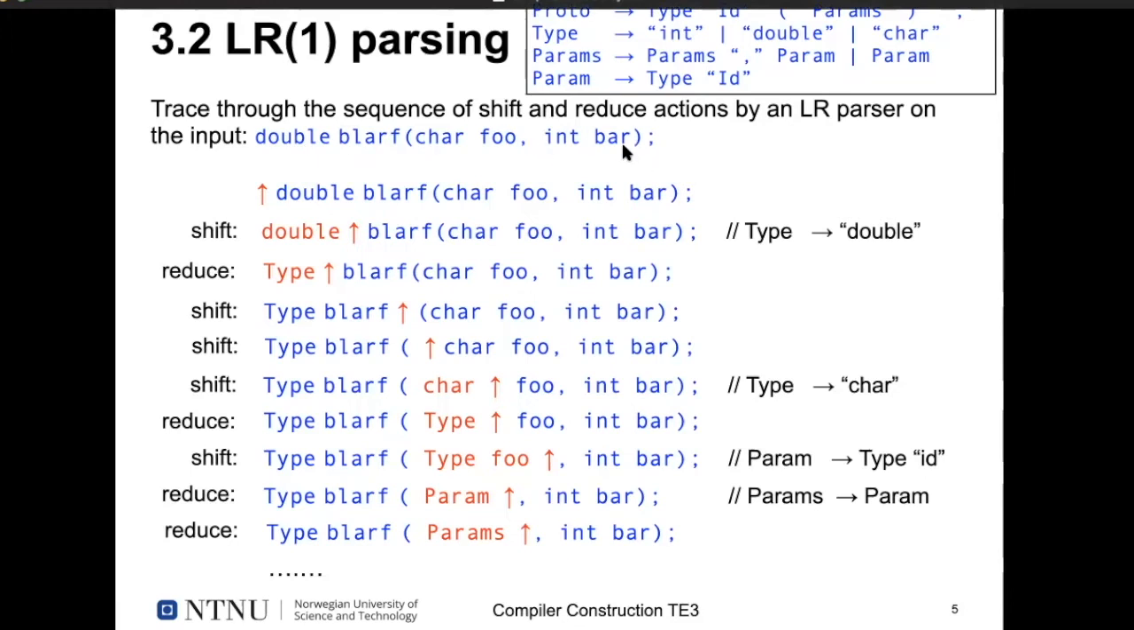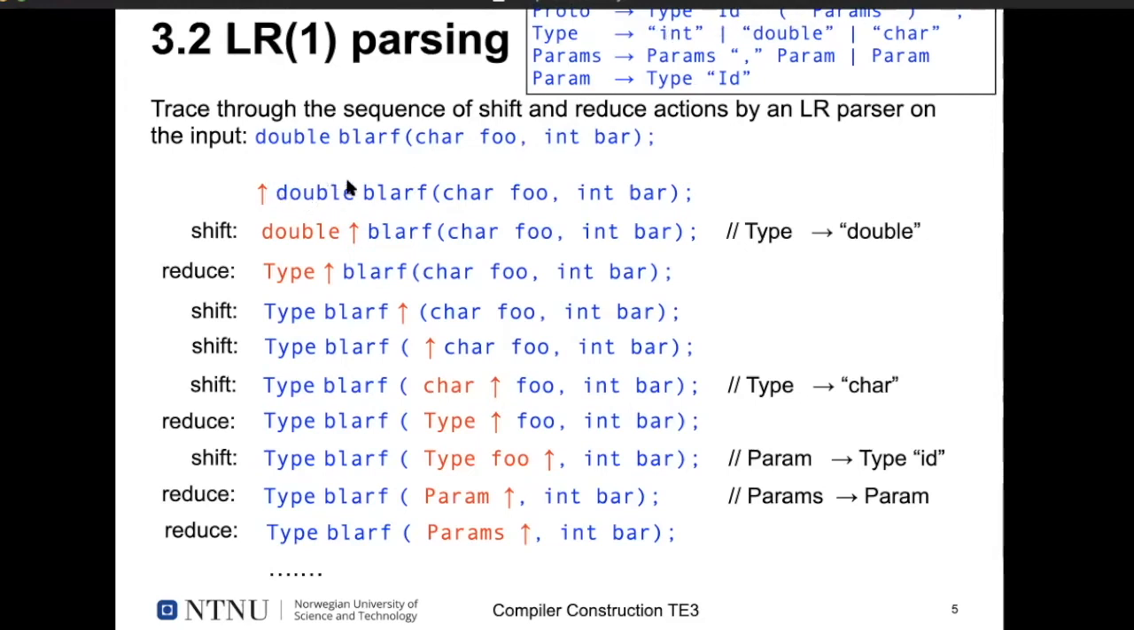So we have a typical valid input. It's double, blarf, and then a bracket, then character foo, comma, int bar, closing bracket, semicolon. And we could trace through this. So we could see we have to start from the top here. So for some reason, it always brings up the window title bar here, so it's a bit difficult to see. So we're going from prototype to type, ID, and then stuff in brackets here.